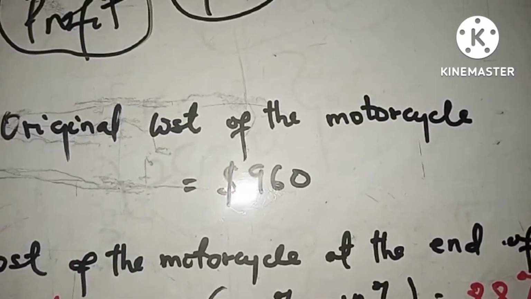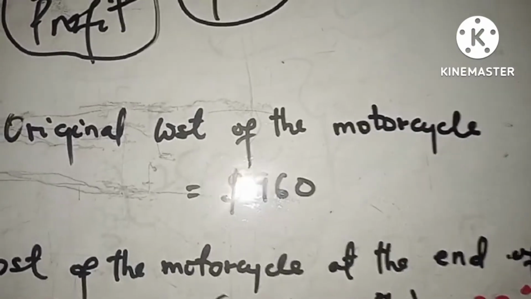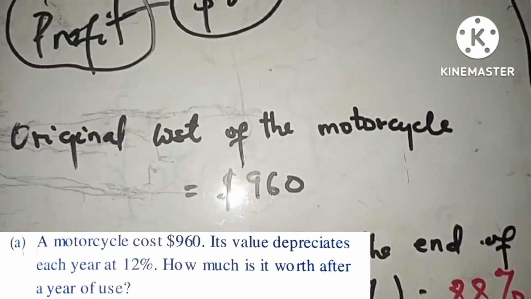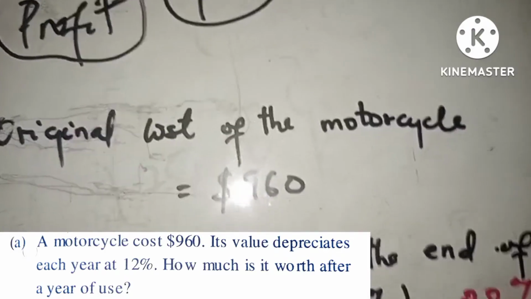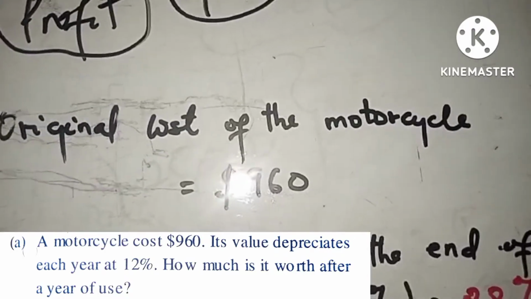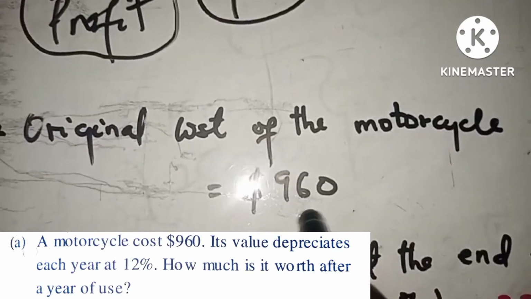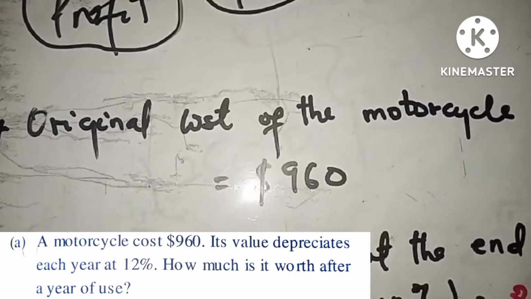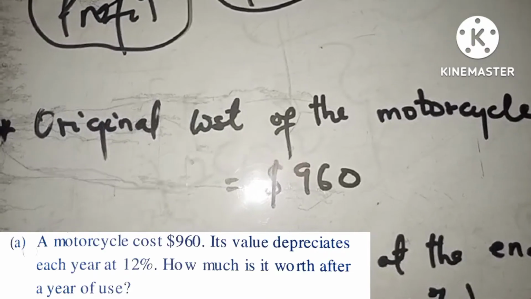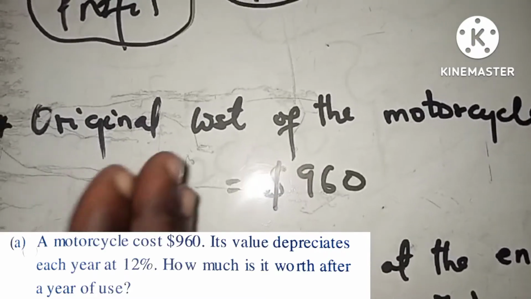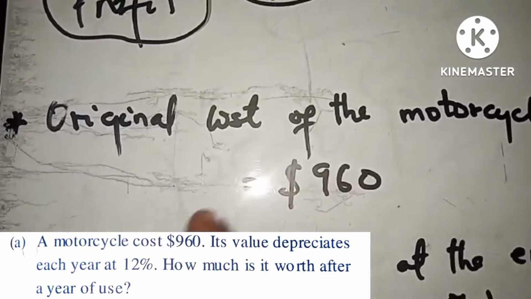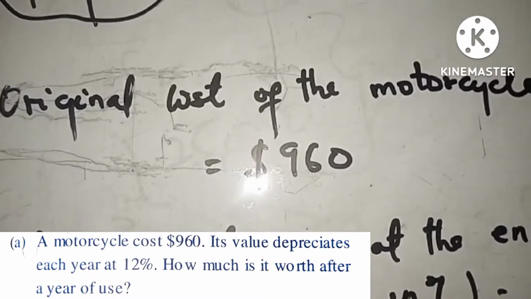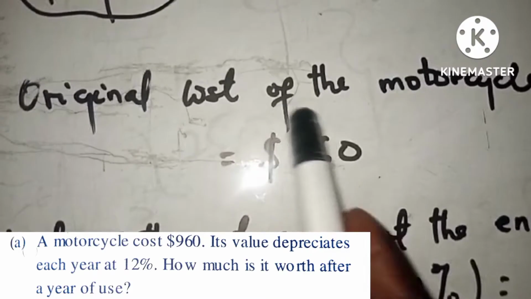So these questions also have two different parts. The first part is that a motorcycle costs $960. So that is the cost of the motorcycle. This is simple and straightforward. The way of solving mathematics is to read a sentence, write down what it means, and then proceed from that point, right? So the first part is that this is the original cost of the motorcycle.